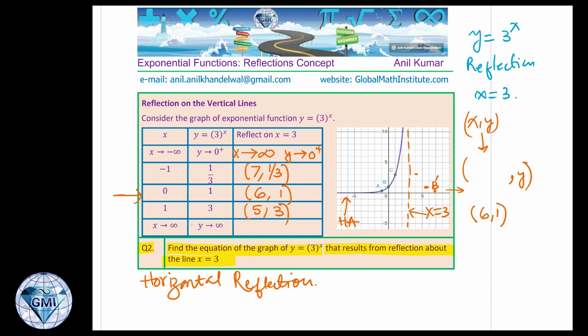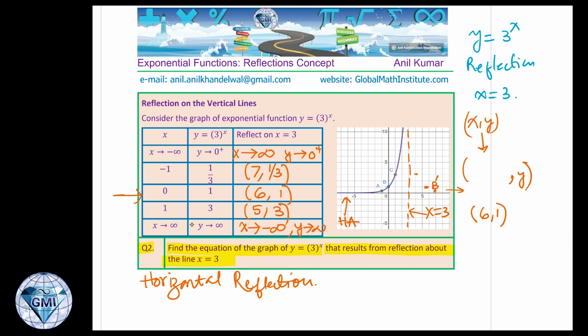So we get our horizontal asymptote. Now what happens when x approaches positive infinity? Well, when x approaches positive infinity, after reflection, x will approach negative infinity and the y value will also remain kind of the same, right? So we do have points here which could now be shown in this particular diagram.